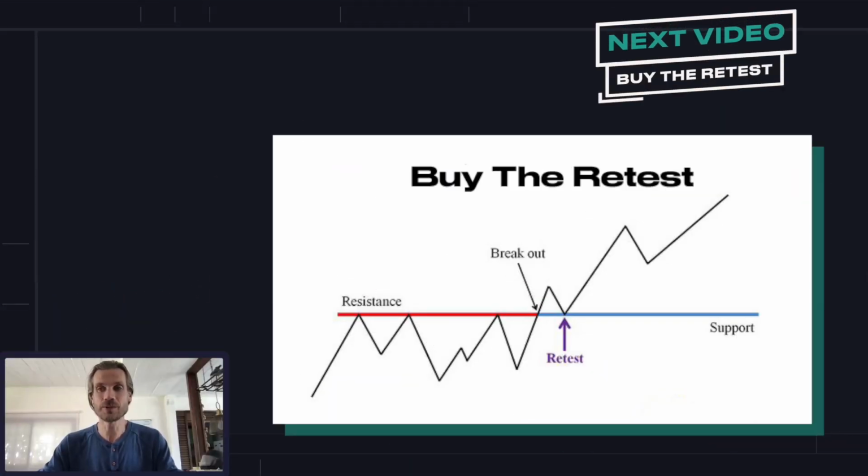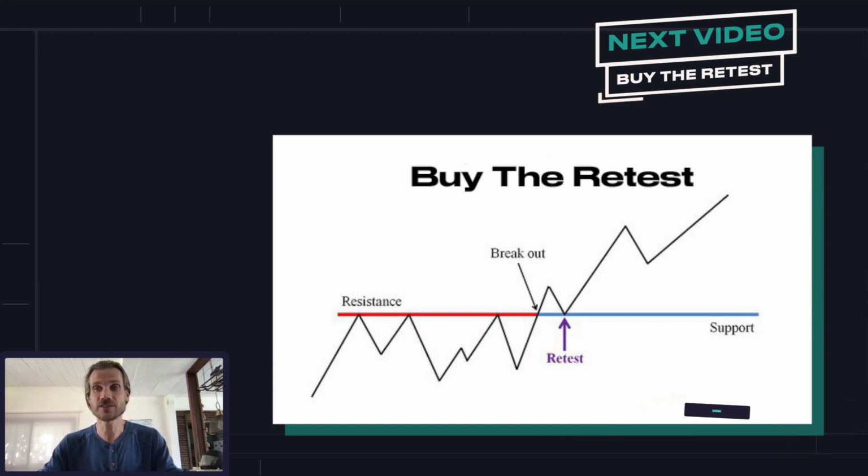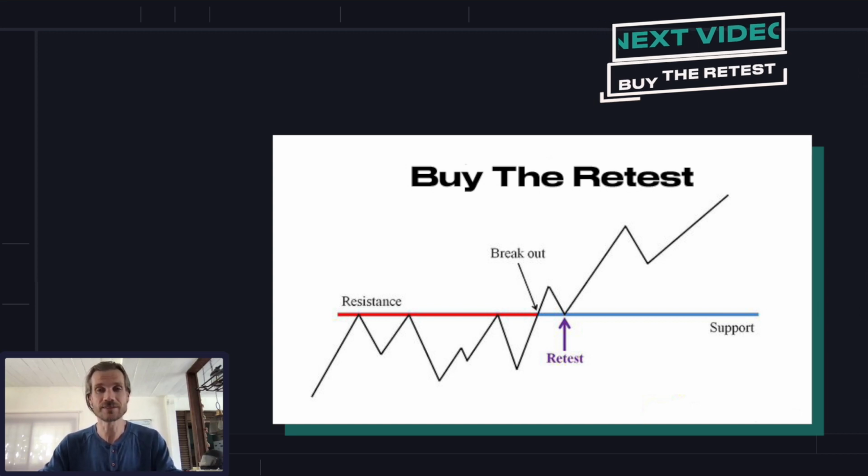In the next video, we will take a closer look at how to successfully buy the retest when price action flips a trend line from resistance to support. A strategy frequently referenced on this channel, and it's a fundamental component of another strategy we recently covered called buy the breakout. So stay tuned for that. Until then.